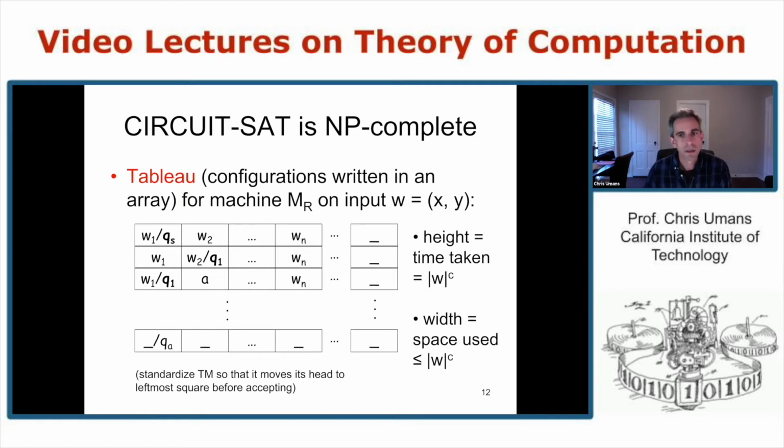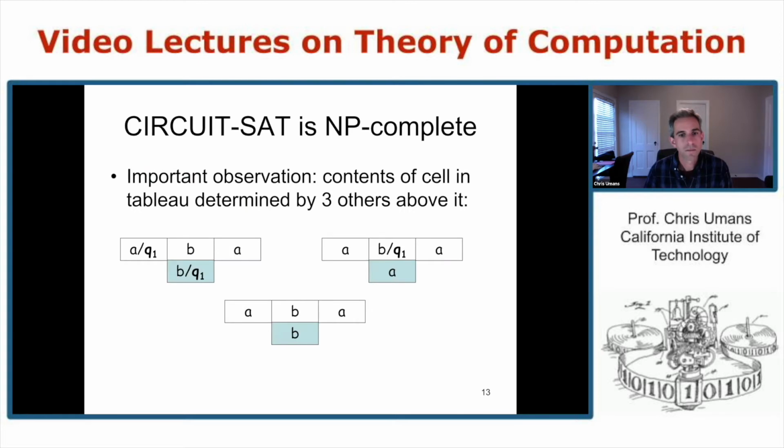Okay, so the key observation for this proof, and actually a very important observation about the functions of Turing machines, is that the computation is local. In the context of a tableau, it means that the contents of a cell in the tableau is determined by the 3 cells above it in the tableau and no others. So you only need to look at the contents of the 3 cells above a given square in the tableau to determine its contents. And I drew some examples here just to illustrate things.